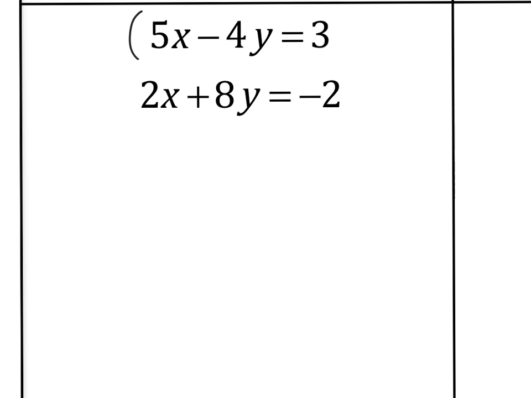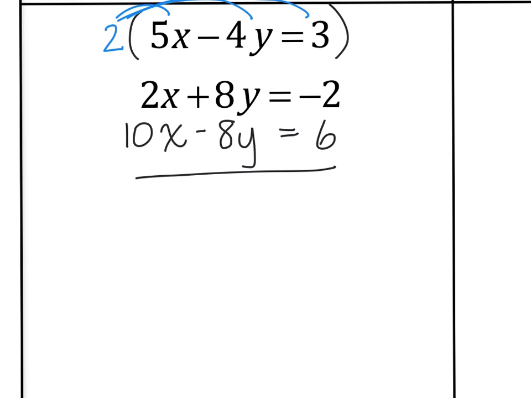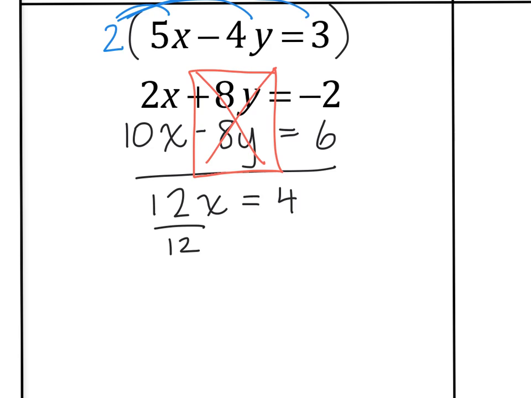The reason I say that is if I multiply just the first equation by 2, when I distribute this to each term, I'm going to get 10x minus 8y equals 6. So see, I only have to multiply the first equation. So now my positive 8y and my negative 8y eliminate. I didn't have to multiply the second equation by anything to get there. Then just add vertically. 2x plus 10x is 12x equals negative 2 plus 6, which is 4. Now I'm going to divide both sides by 12.